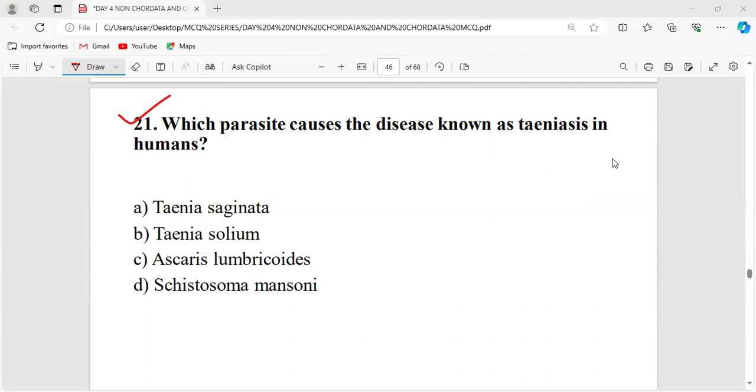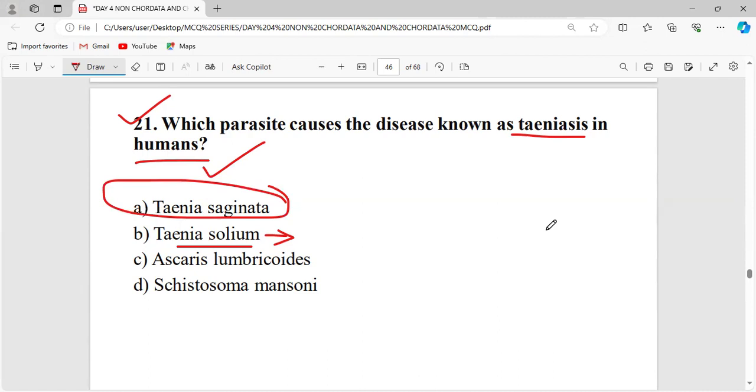See, what answer have you given? Very good, Taenia solium, but this is the pork tapeworm. They cause teniasis in pigs. But the question here is teniasis in humans, so the answer will be Taenia saginata. Okay. Nobody has revised the PPT. It is mandatory to revise the PPT multiple times. The question will not go beyond that PPT.